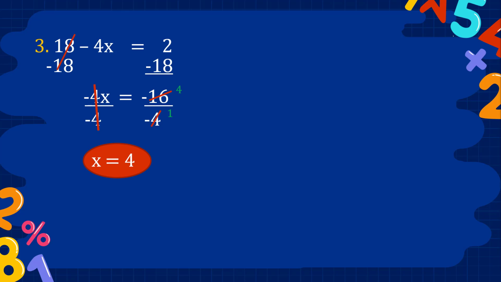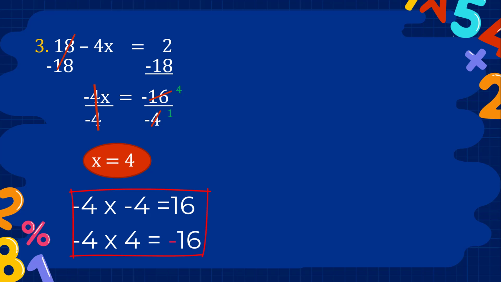You might be wondering why the answer is 4 and not minus 4. Because minus 4 times minus 4 would be 16, not minus 16, whereas minus 4 times 4 equals minus 16. Therefore, x equals 4.